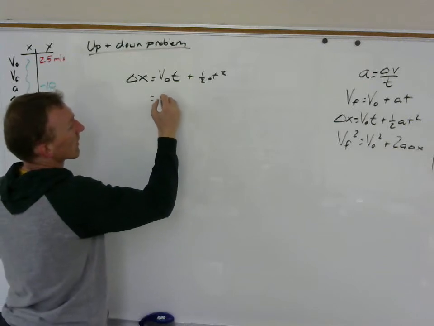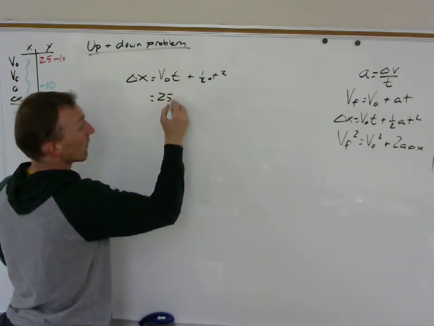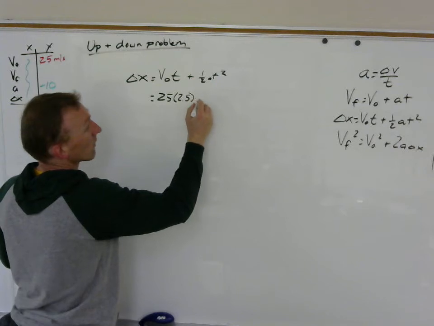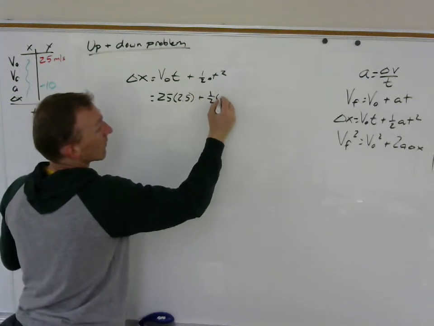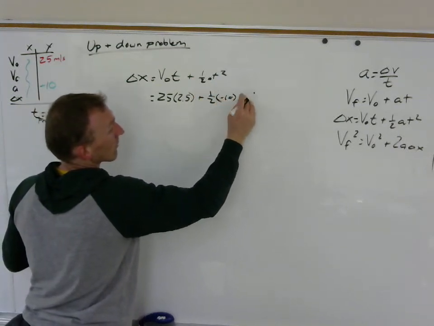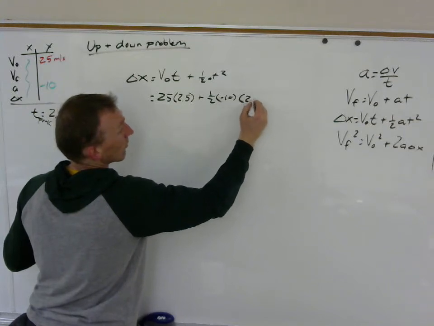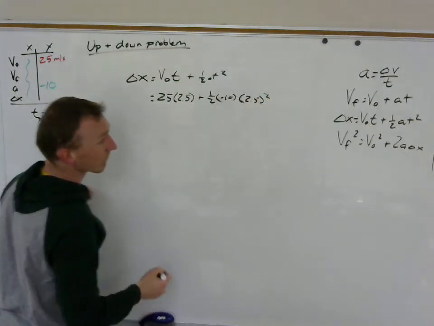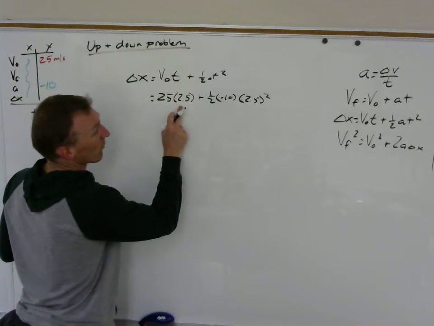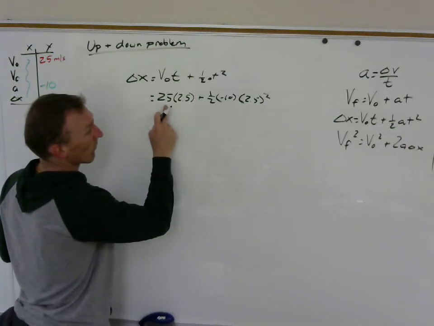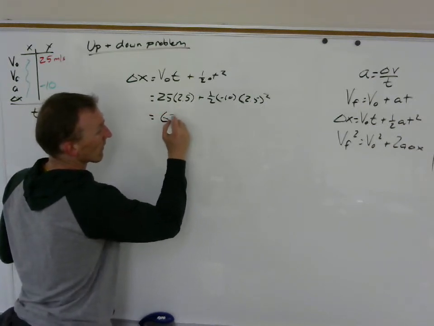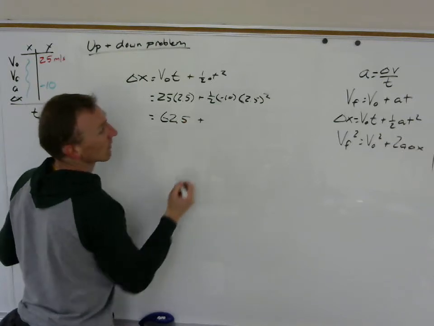All right, well, I have an initial velocity of 25. I actually do have a time of 2.5. 1/2 times -10 times 2.5 squared. All right, so 25 times 2 is 50. Half of 25 is 12.5. Add those together, I get 62.5 meters.